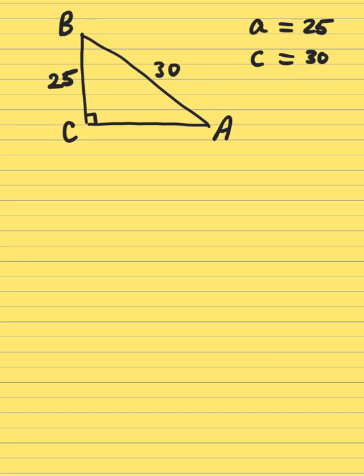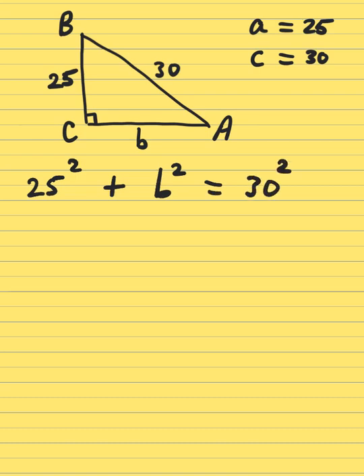We can go straight to finding angles, or we can find this third side. Anytime you know 2 of 3 sides in a right triangle, the Pythagorean Theorem will let you find the third. So we can go ahead and find b. 25 squared plus b squared is equal to 30 squared.